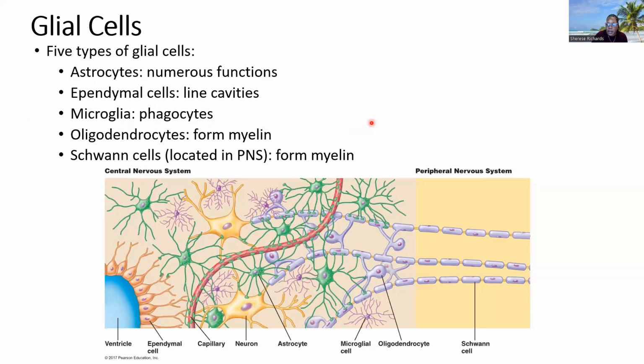Microglia are basically phagocytes, and phagocytes are cells that have engulfing properties. They can eat or engulf other cells, and so they're going to help protect the nervous system from bacteria, from viruses, any other pathogen.